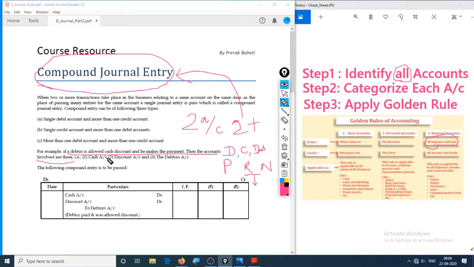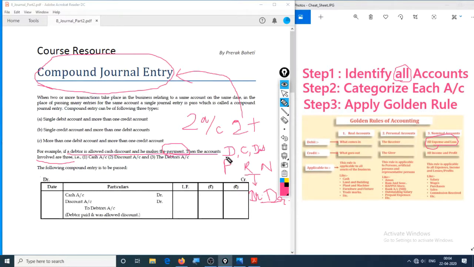So cash came in because the debtor made the payment. Cash is a real account. Debit what comes in, hence cash is debited. Discount is a nominal account which is an expense. Debit all expenses and losses, credit all incomes and gains, hence this should also be debited.